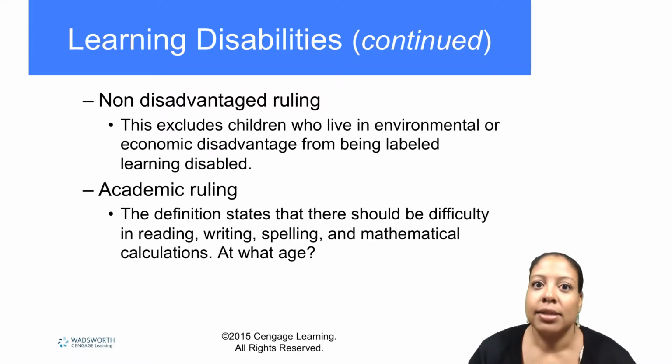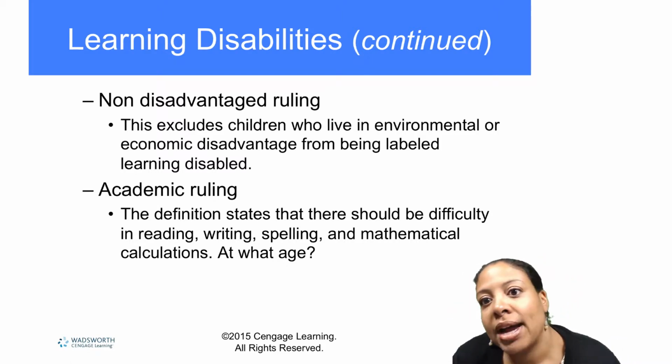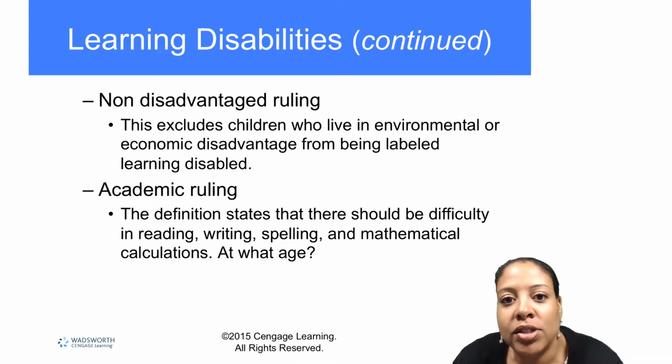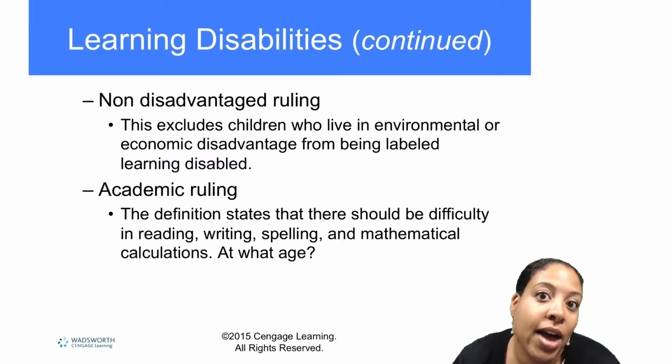Academic ruling is the definition that there should be difficulty in reading, writing, spelling, and mathematical calculations. And again, kind of back to that conundrum from the previous slide, at what age do we determine that this is a factor or criteria?